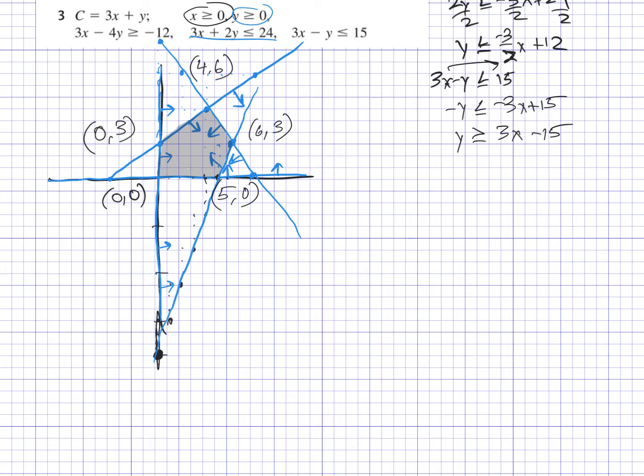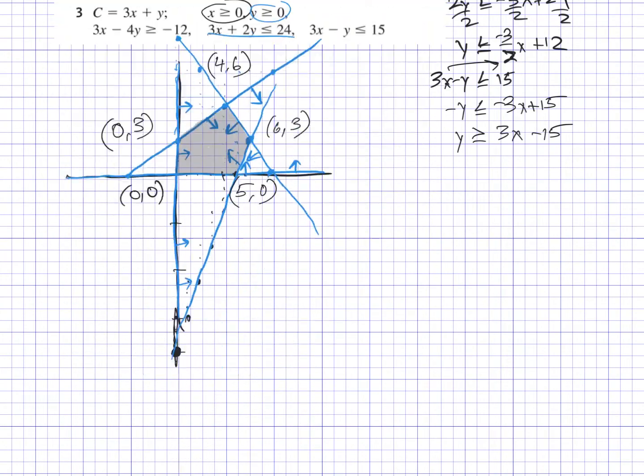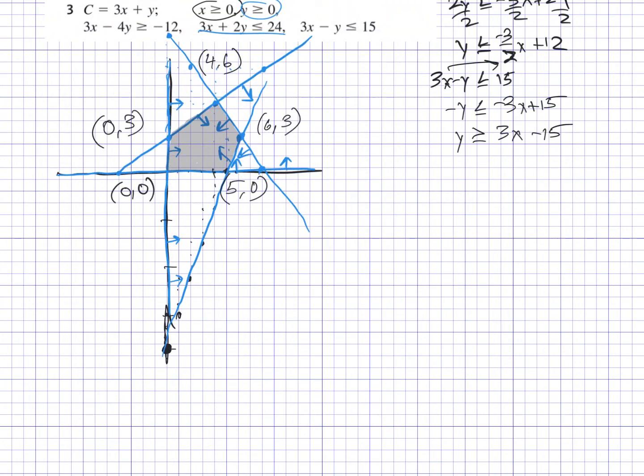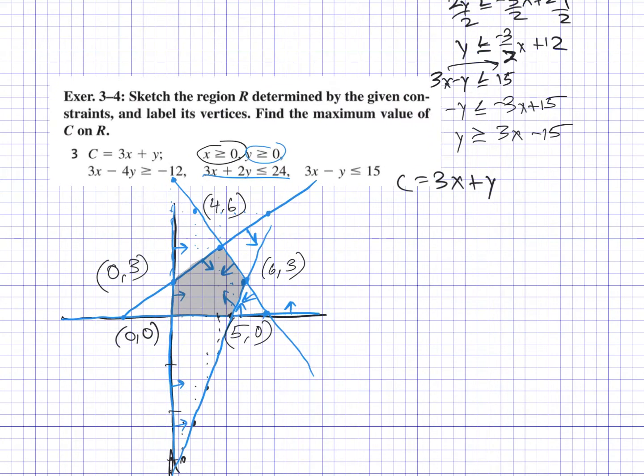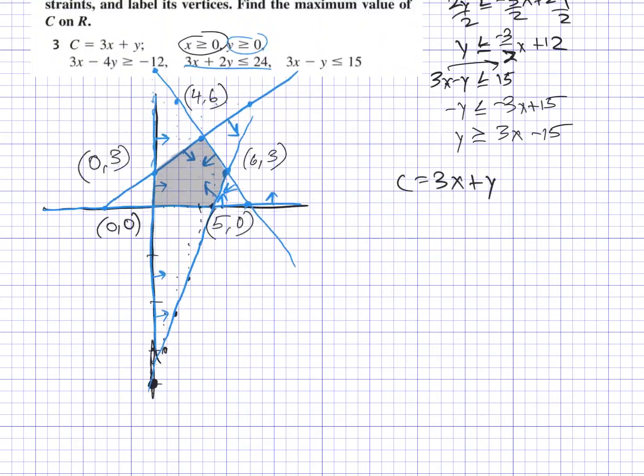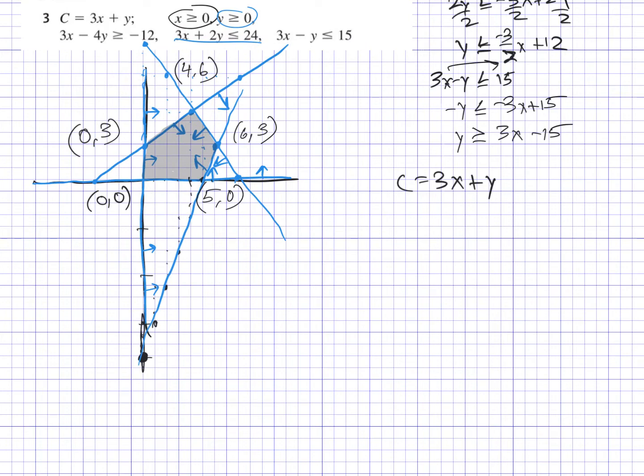First of all, what was our C? C is 3x plus y. C equals 3x plus y. Let's just put it right there. Make sure that's what we got. Yep. All right, so now we plug in all these values. So what do we get at, let's just start at the top, 4, 6. What does C equal? 3 times 4 plus 6. 12 plus 6 is 18, so this is C.